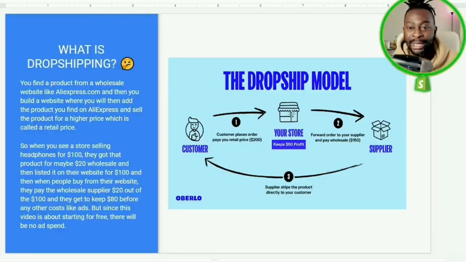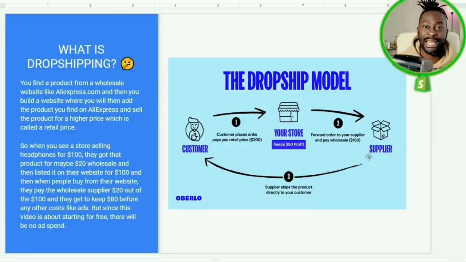So this is the customer, this is you, and this is the supplier. You put this person together with this person by building a store where you're going to market it and show the product to this person, and they buy it. You tell your supplier, hey, send it directly to this customer.